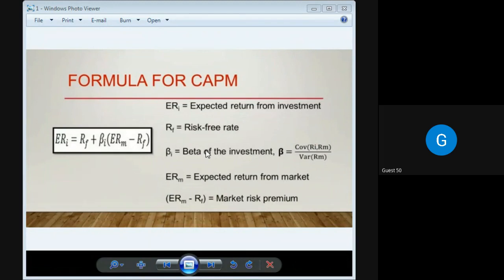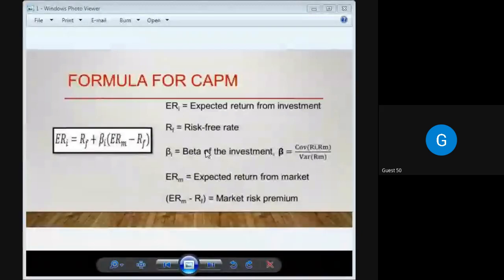And then there is the expected return from the market. So what is the expected return from the market? Expected return from the market means looking at the market movement, the prices, and deciding what the expected return from the market should be, looking at the trend in the past years. All those factors are included in the expected return from the market.